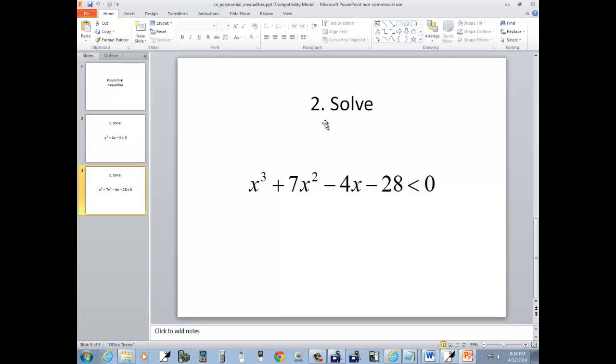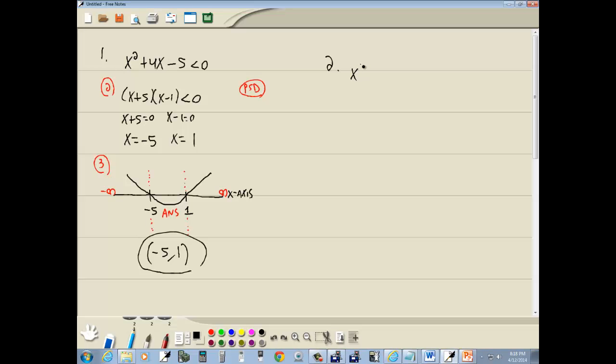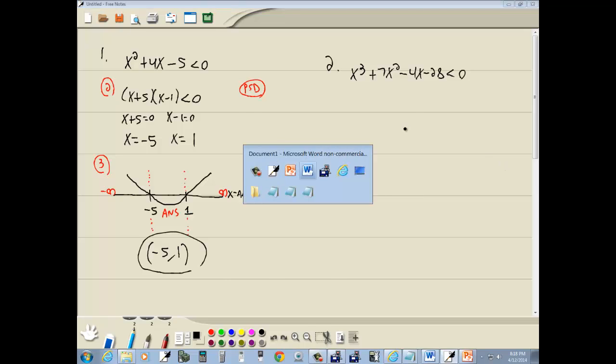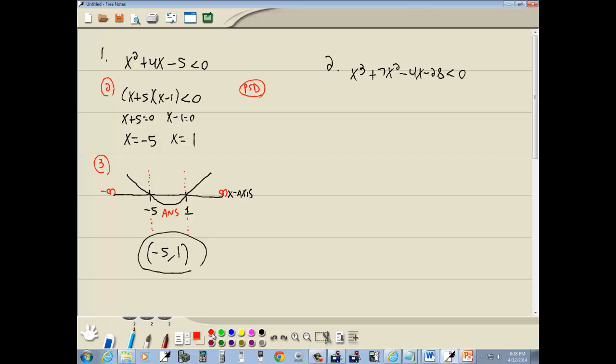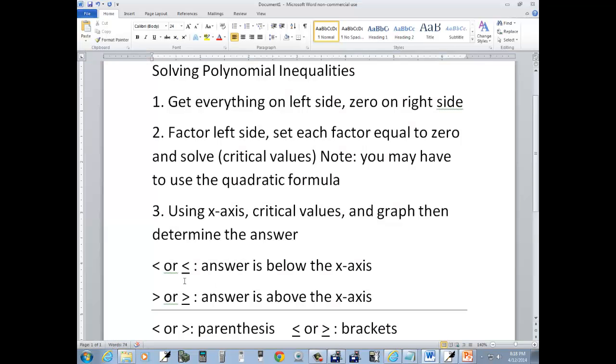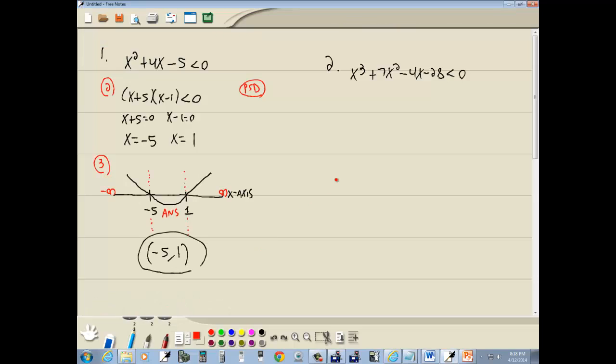Let's take a look at our second example. We've got x to the third plus 7x squared minus 4x minus 28 is less than 0. Okay, first step, get everything on the left side, 0 on the right side. Normally it doesn't matter which side you take things to, but these last three conditions are based upon the 0 being on the right side.